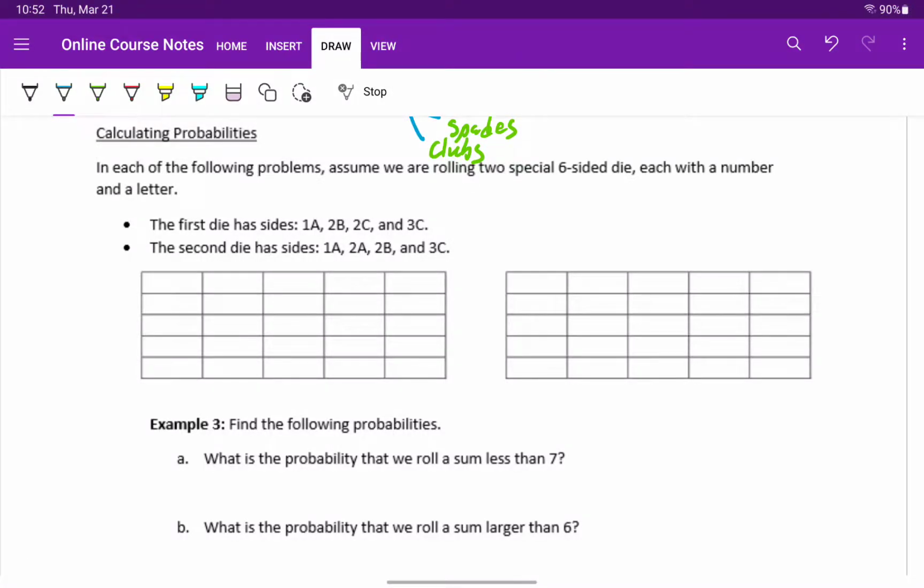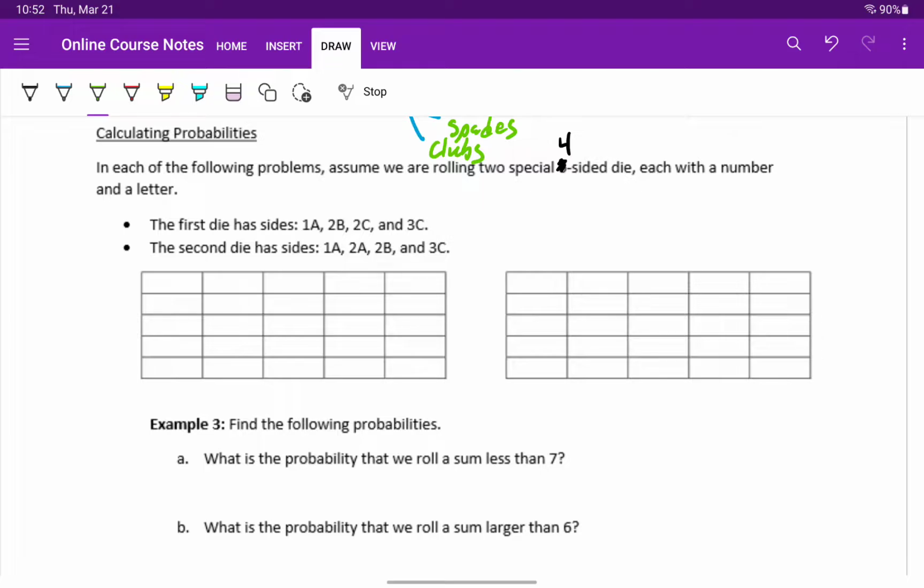Now we want to move on to actually calculating some probabilities. What we're going to look at is an example where we're dealing with a special four-sided die, which instead of just having numbers on it, each side has a number and a letter.